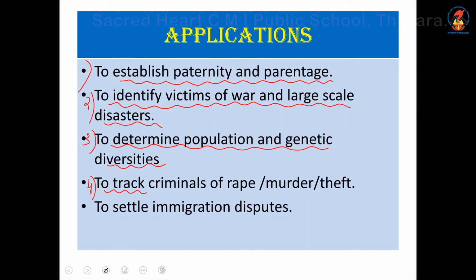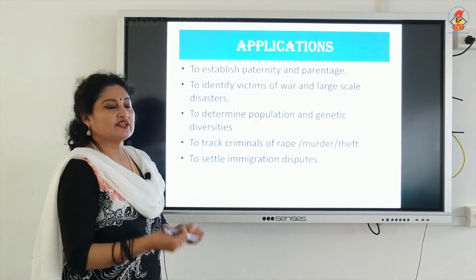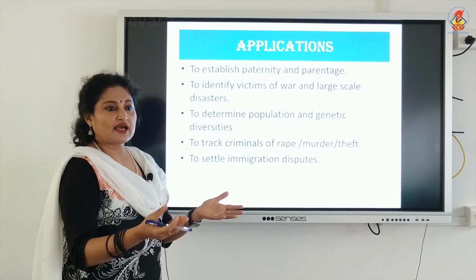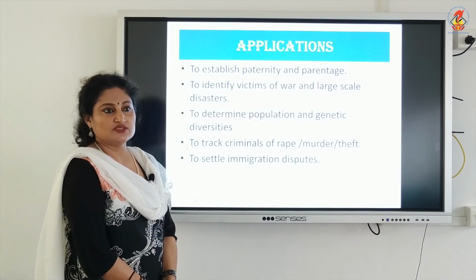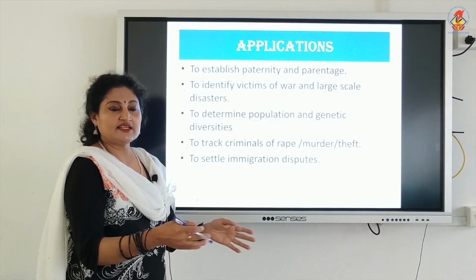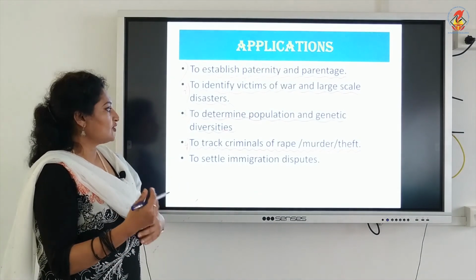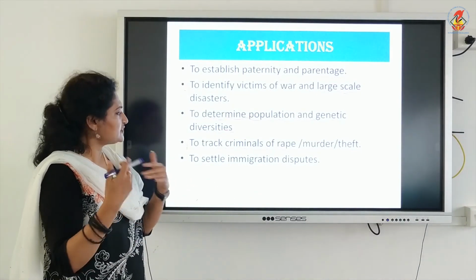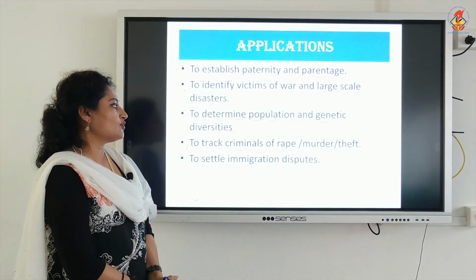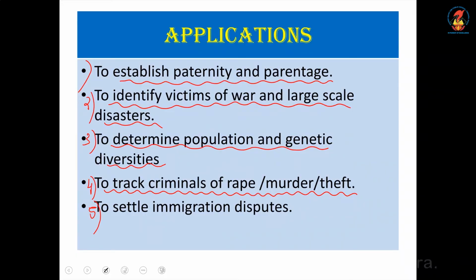Fourth, as we dealt with in the beginning itself, to track criminals of rape, murder and theft. Anyway, if there's a rape or murder or theft, definitely some parts of the victim and the convict will be left behind at the crime scene. At least the blood sample, sweat sample, saliva, semen, anything, even the hair follicles can fall. It is a situation where this is not done at ease. It's a quick action process, so something will be left behind. So, no one can go unnoticed because this is DNA fingerprinting. And lastly, it is used to settle immigration disputes.